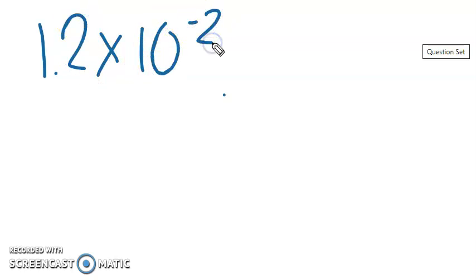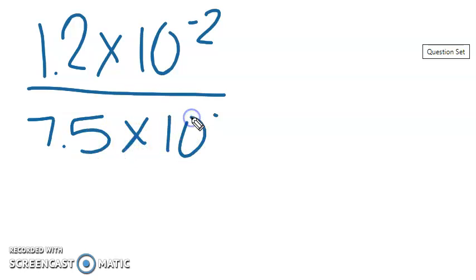When we are calculating with scientific notation, let's say we have 1.2 times 10 to the negative 2 over 7.5 times 10 to the negative 4. Make sure you try to put this in a calculator. Make sure you know how to, because this little guy on the bottom has got to be in parentheses. If he's not in parentheses, your answer is not going to be right, okay?